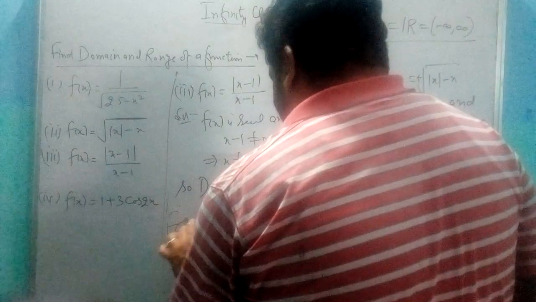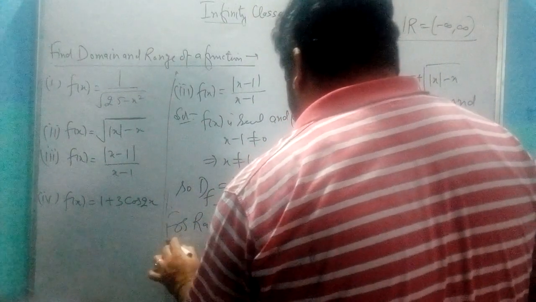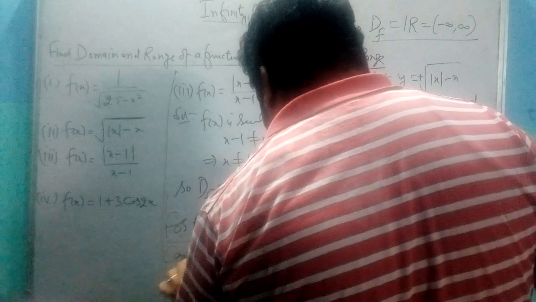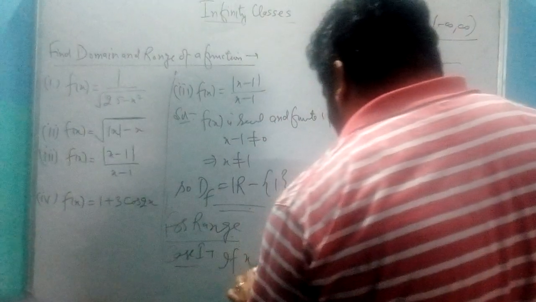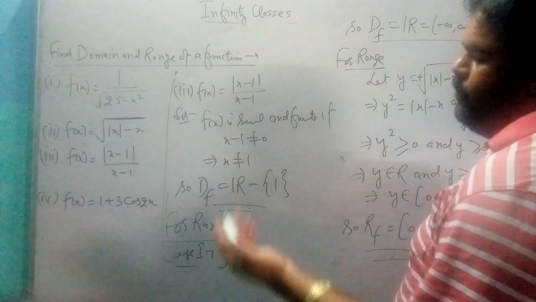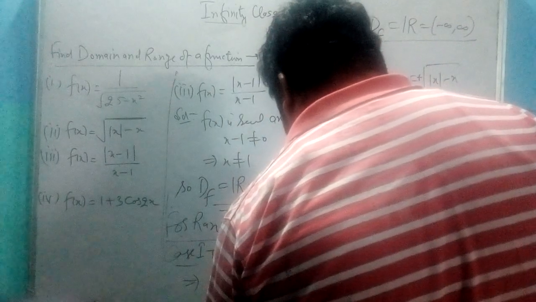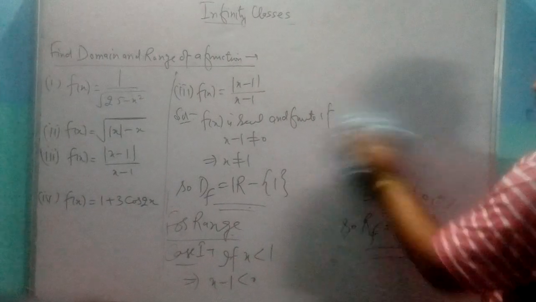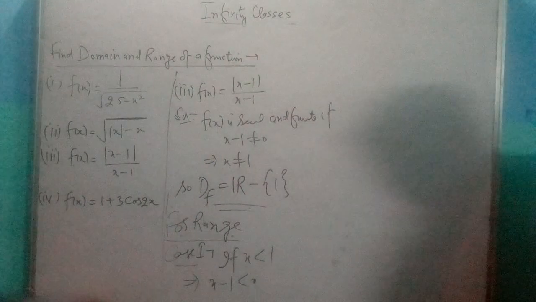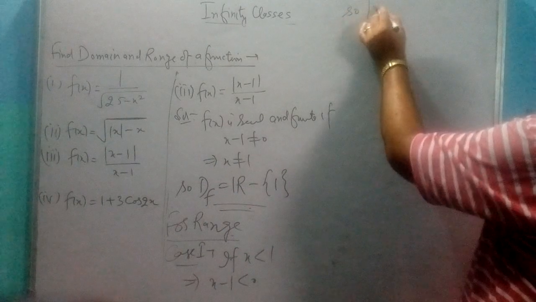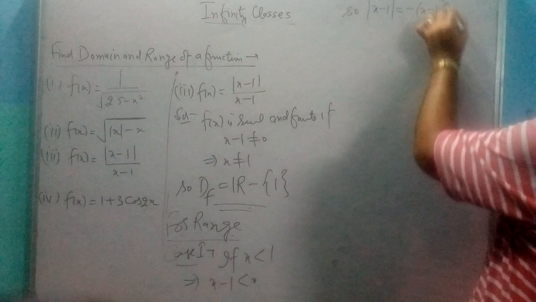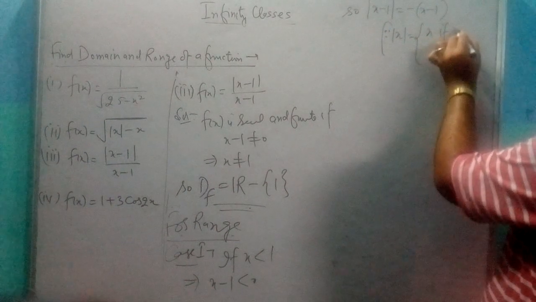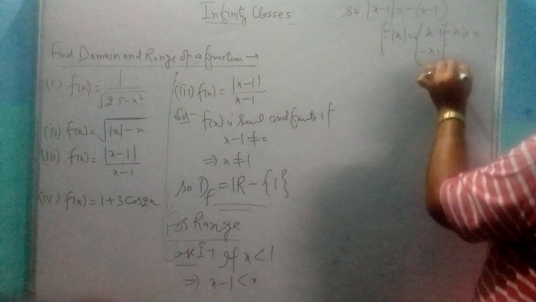For range, two cases arise. Here x is not equal to 1 and x can take any real number. So two cases arise. Case 1, if x is less than 1. Second case, if x is more than 1. If x is less than 1, then x minus 1 is less than 0. X minus 1 less than 0, that means mod of x minus 1 is minus of x minus 1, because recall that mod of x is x if x is greater than 0, minus x if x is less than 0.